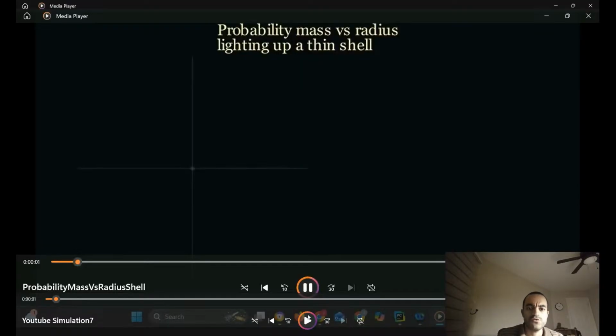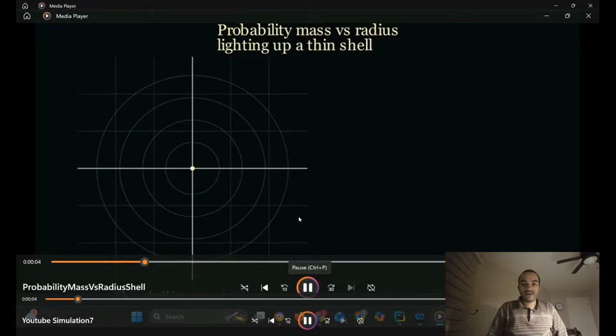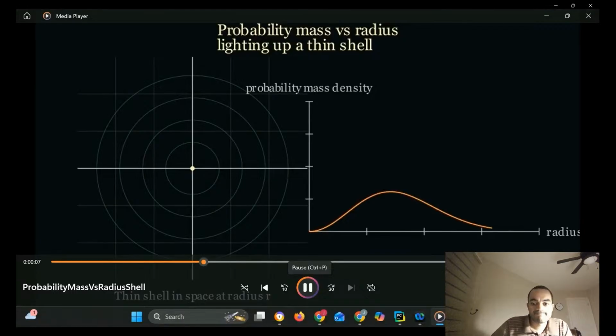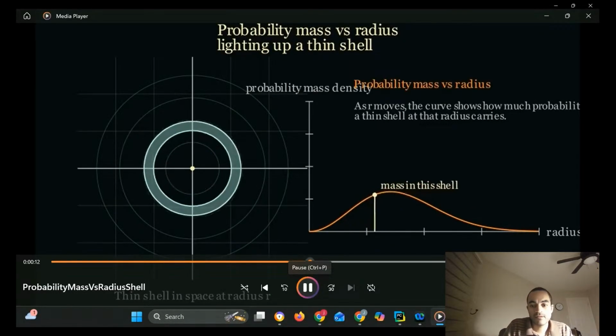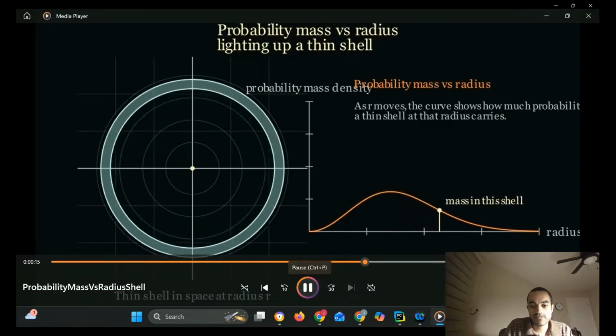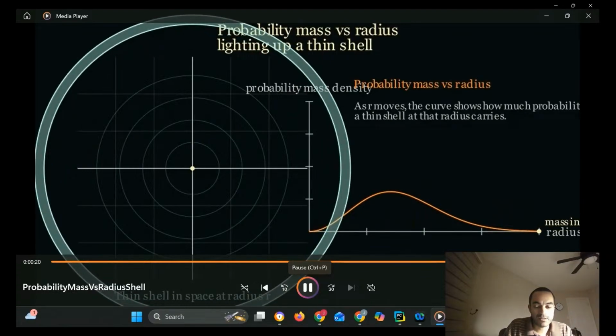So this is what I wanted to show you, not only in terms of a physical application, but also in terms of a probability and statistics application. You can see in this graph here, probability mass versus radius. This is very interesting stuff that we can bring alive in our applied mathematics framework. On the left-hand side here, we have the concentric circles. Let me just rewind this.